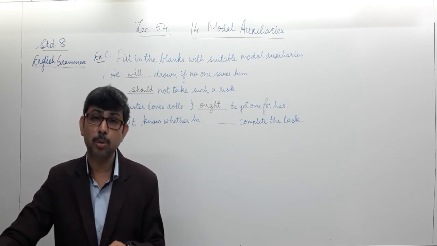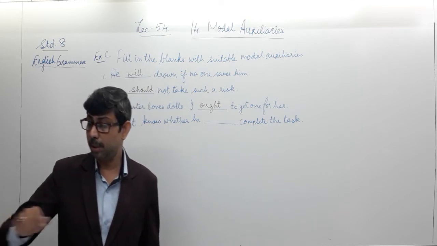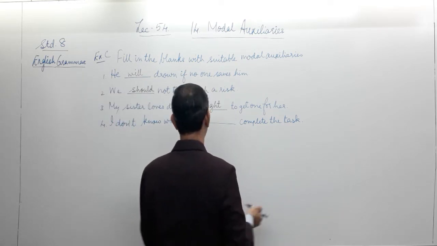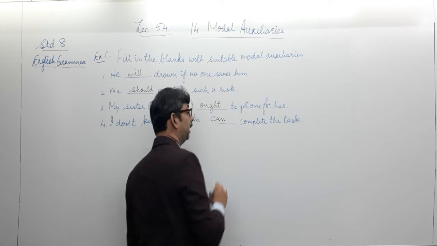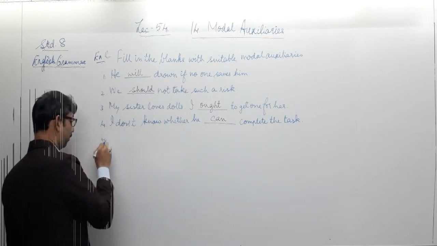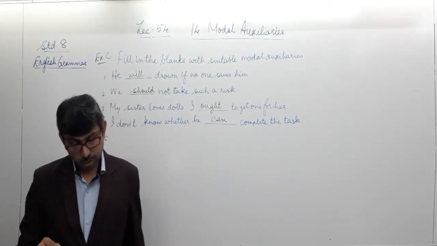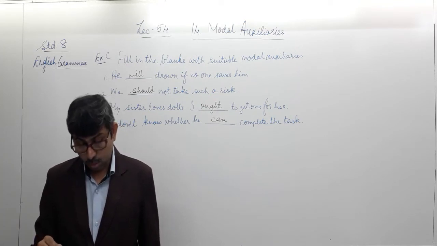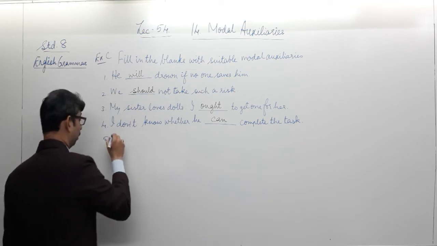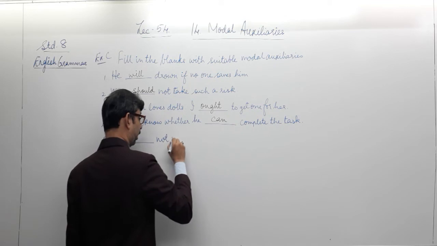So what are we expressing over here? An uncertainty about the ability of a person. Therefore, we will insert the word can. I don't know whether he can complete the task. The next one, number 5. You dash not worry. We won't get lost. Let us write this first. You dash not worry.